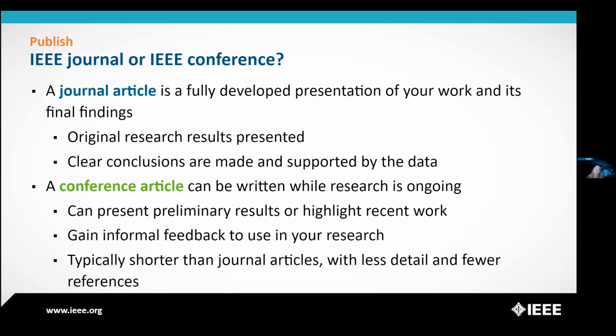Whereas a conference paper can be written while the research is ongoing. This is a way for people to get their preliminary research out and then gain some informal feedback from the attendees that you can then use to further your research, to go back and help you. This is typically shorter than a journal article, maybe 4 pages in length, and maybe just a handful of references.